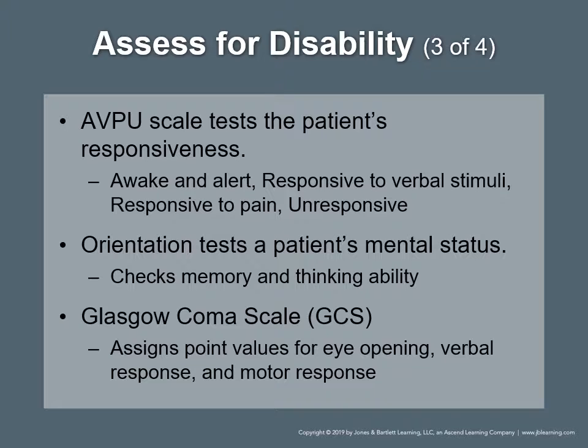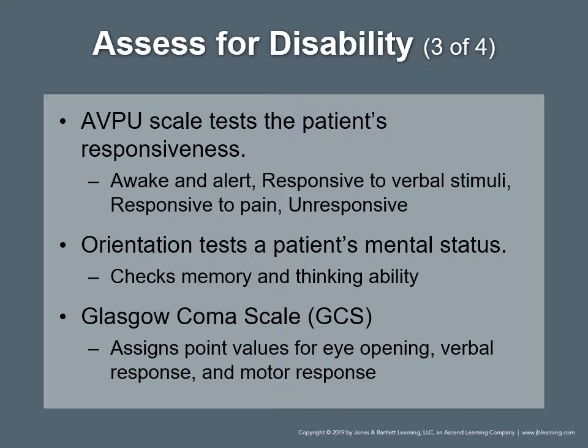So person, place, time, and event. So do they know who they are? Do they know where they are? Do they know the day? And do they know what happened? So the person, place, time, and event. That's oriented times 4. If they're oriented times 3, we need to know what's off. Do they not remember the event? Okay, and so forth.